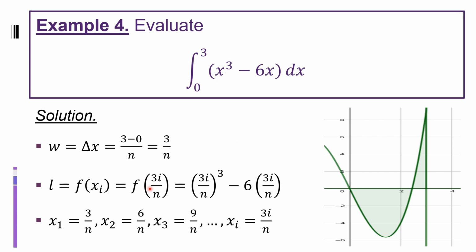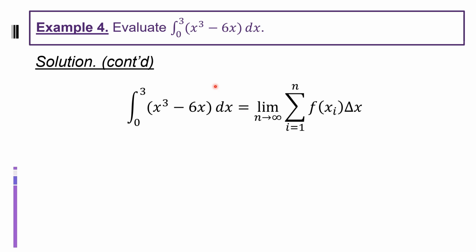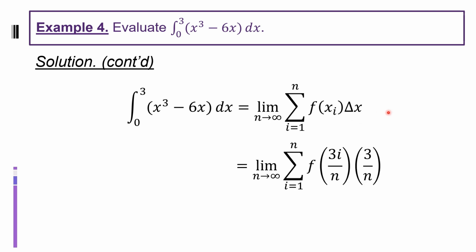So kapag pinasok natin yung 3i over n sa ating function, our length now is the cube of 3i over n, so galing lang yun dito, minus 6 times 3i over n. Our definite integral is actually equal to the limit as n approaches infinity of the sum of f of x sub i delta x from i equals 1 up to n. Or that is the limit as n approaches infinity of the sum of f of 3i over n times 3 over n.